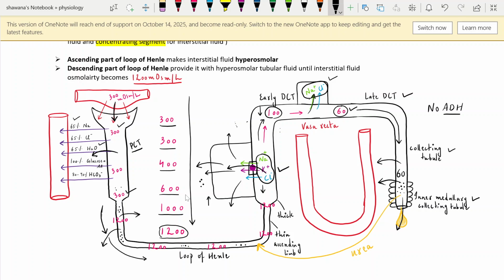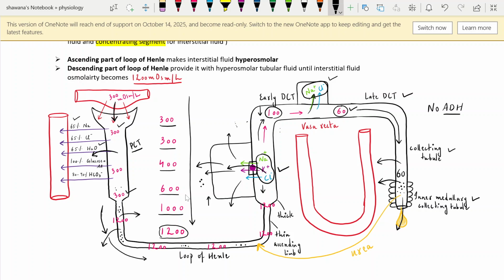So this was about the cortico-papillary osmotic gradient. But why have I said that the loop of Henle works as a countercurrent multiplier? Because this countercurrent mechanism of the loop of Henle increases and multiplies the capability of the system to generate hyperosmolarity. That's why we call the loop of Henle a countercurrent multiplier in generating the medullary hyperosmolarity.